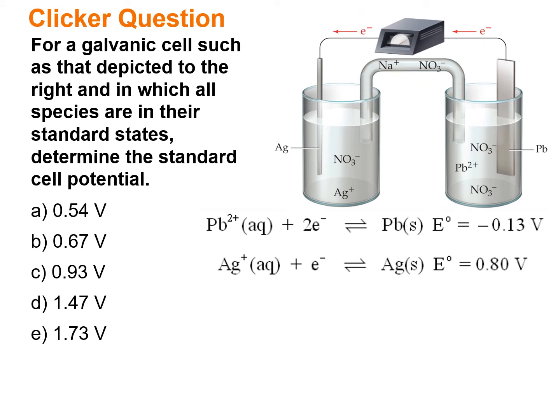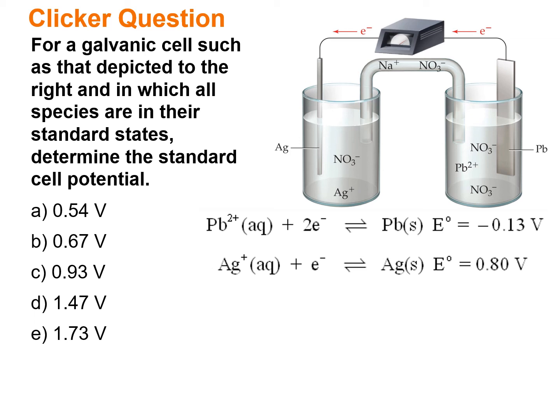Okay, so let's look at this galvanic cell that you see here, and it says if these things are in their standard states, determine the standard cell potential. So you know you have to flip one, and that could be either the lead reaction or the silver reaction. And so I just start flipping, and I'd say maybe flip the lead first, and that gives you a positive 0.13, and then add them. And so that gives me 0.93 volts, a value that should be spontaneous. Okay, so I'm leaning towards that being the answer, right? But maybe I'll check the other one first.